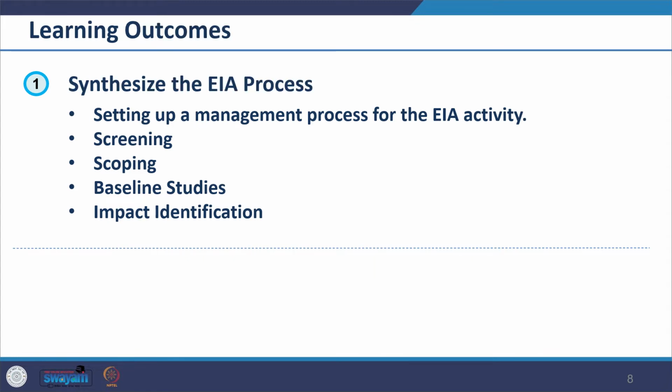Accordingly, the expected learning outcome is that after completion of this session, you should be able to synthesize the EIA process, plan and organize your work, understand what kind of process will take place, or organize your own EIA process. You should be able to synthesize all that, and then you should be able to discuss and explain all these aspects: the management aspect, the stages of screening, scoping, baseline studies and impact identification.